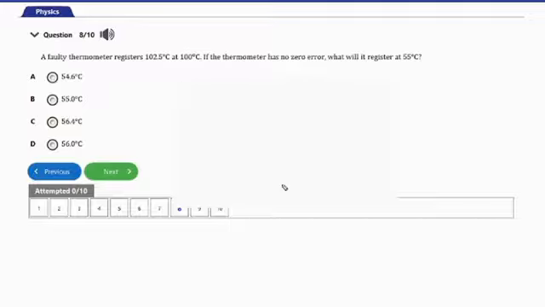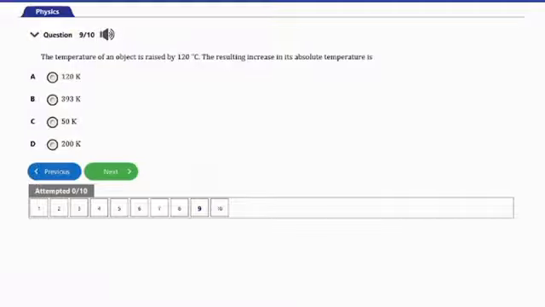So let's go ahead and consider the next question, guys. So the question here is question number 9. It says, the temperature of an object is raised by 120 degrees Celsius. The resulting increase in its absolute temperature is A, 120 Kelvin, B, 393 Kelvin, C, 50 Kelvin, D, 200 Kelvin. So guys, the answer to this question is option A, and that's 120 Kelvin.